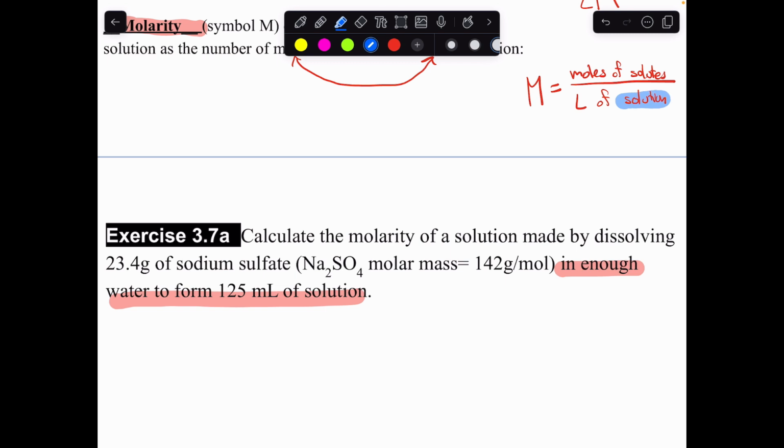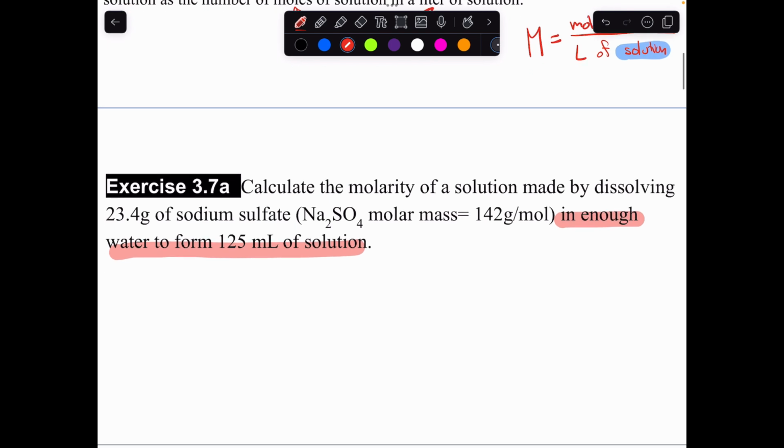Let me draw a little picture here. If I have a little flask and I'm putting in my solute, which could be like NaCl, that is going to take up some space. It's going to take up volume. So when we make a solution, we wouldn't add in 23.4 grams of this and 125 mL of water.